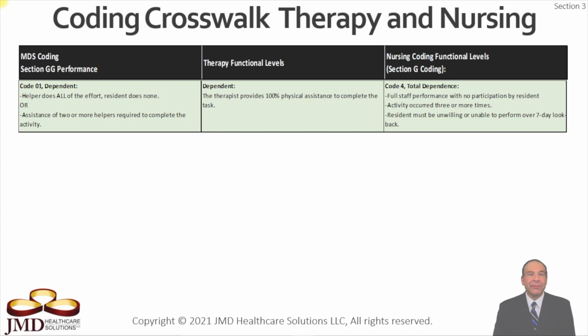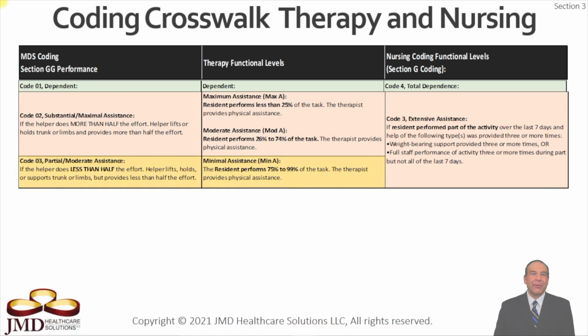Anyway, okay. So for dependent, pretty easy. 01, dependent for MDS coding. Therapy will say dependent. That means the therapist does 100% of the work. We don't treat a ton of people that are dependent, but there are occasions where we will eval and try to work on some skills. And then for the Section G coding, it's code 4, total dependence. So pretty consistent across the board. Not much you can screw up on that one.